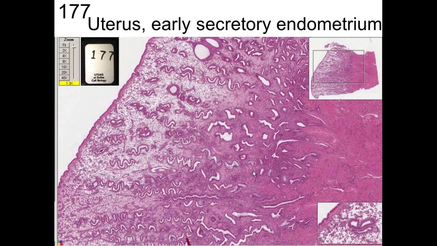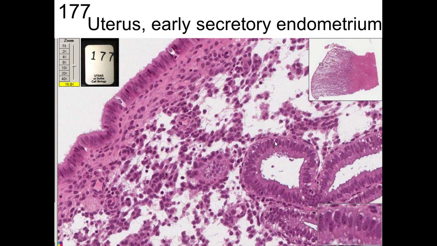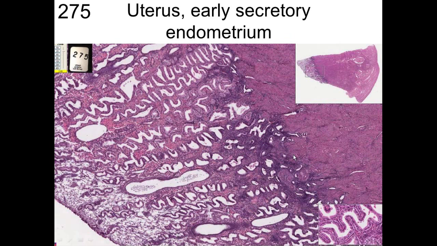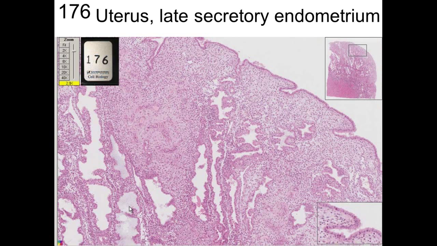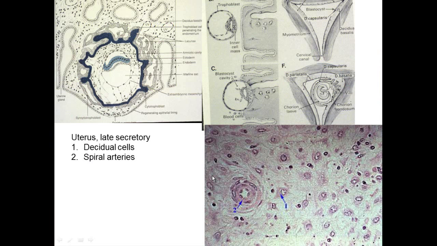If you get early secretory, you usually see lipid droplets, or these may be glycogen droplets, that are below the nucleus. Late secretory, those droplets will be above the nucleus. So this is still early secretory. You can see the epithelium lining the surface. Actually, the epithelium lining the surface has ciliated cells, very similar to the oviduct. Late secretory, you can see lots of secretion in the glands.